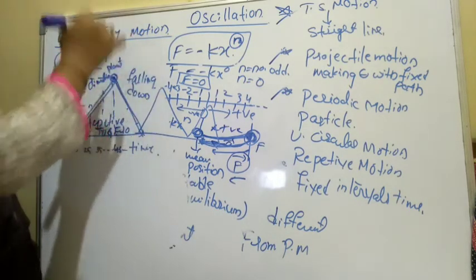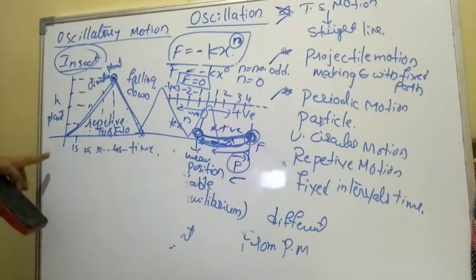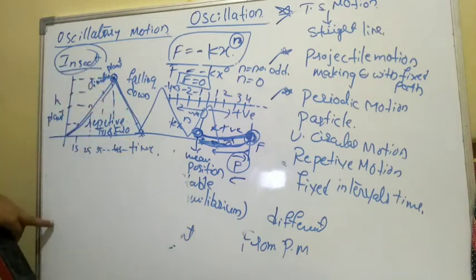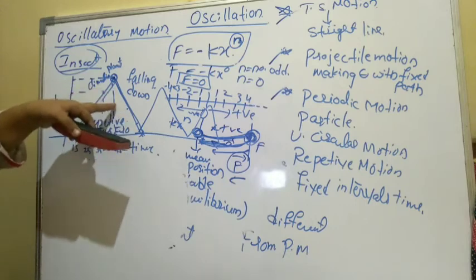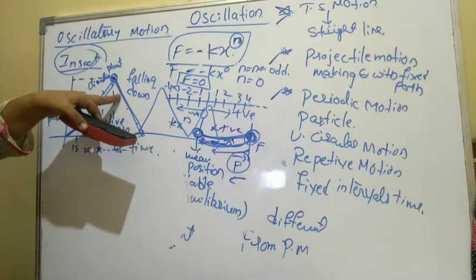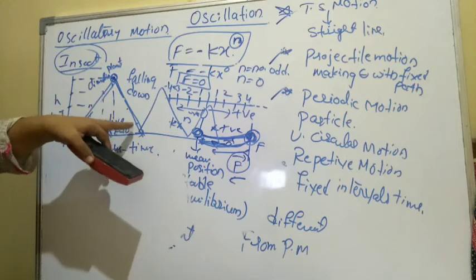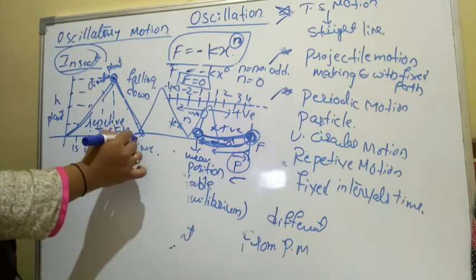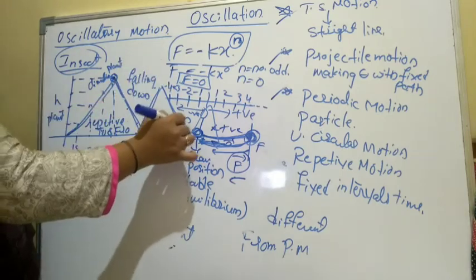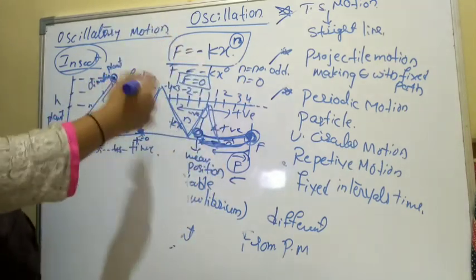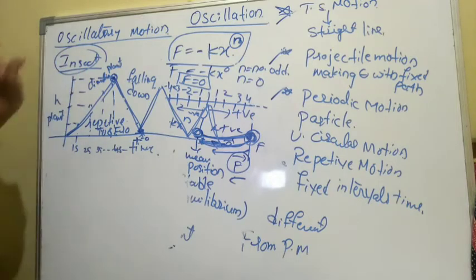The same insect, while climbing the plant, experiences one kind of motion here. When it reaches the mean position, it starts falling. For the first 4 seconds, falling means it is very fast. Next 3 seconds it reaches this point, 2 seconds this point, 1 second this point, and at time t equal to 0 it reaches this point. Again it will start climbing, again falling, climbing, falling. So this is called a repetitive motion, but not the periodic motion. This is an oscillatory motion here.